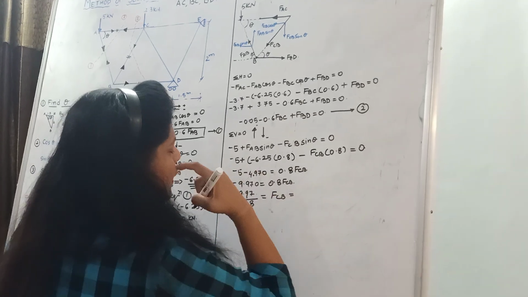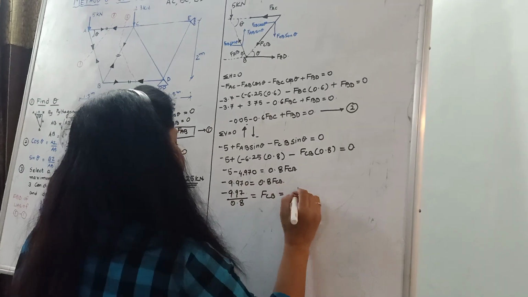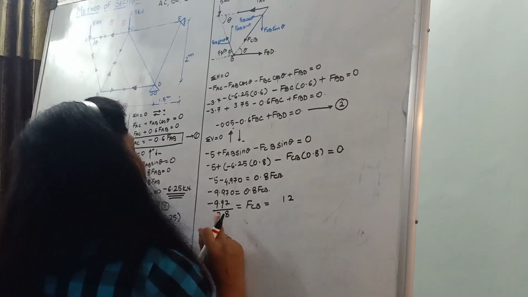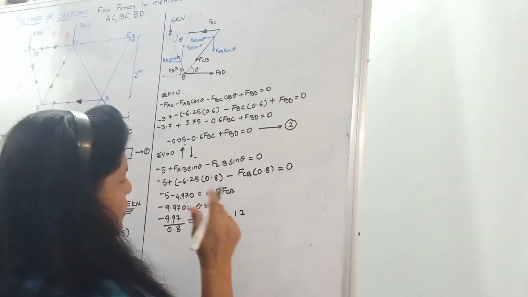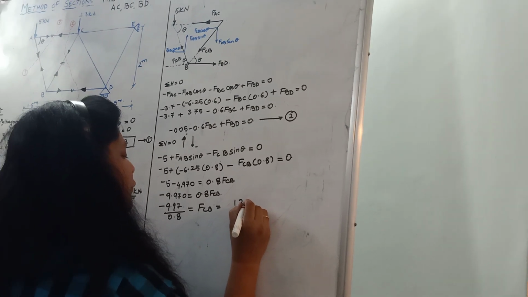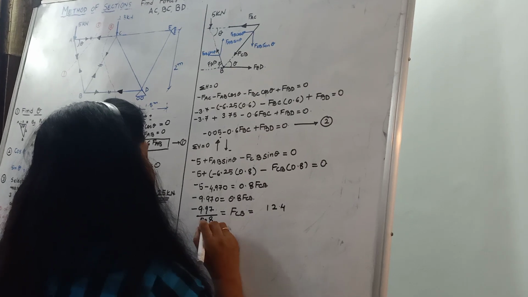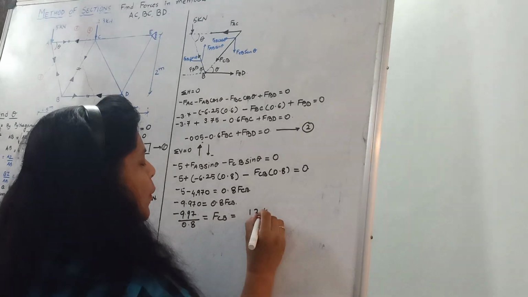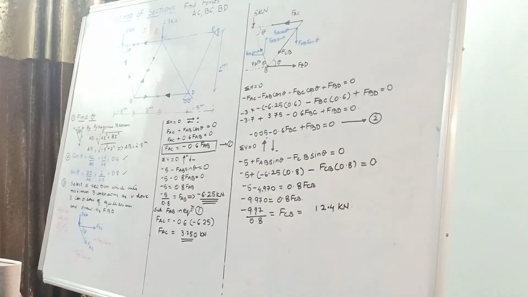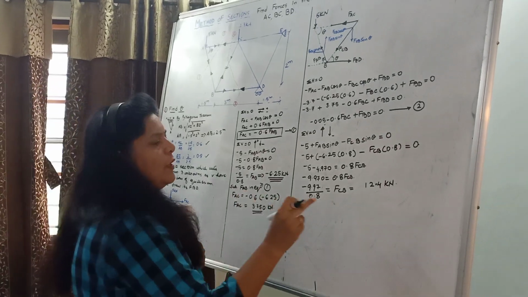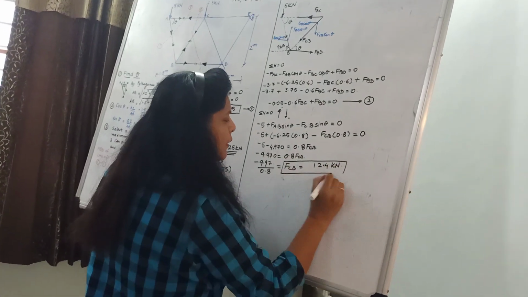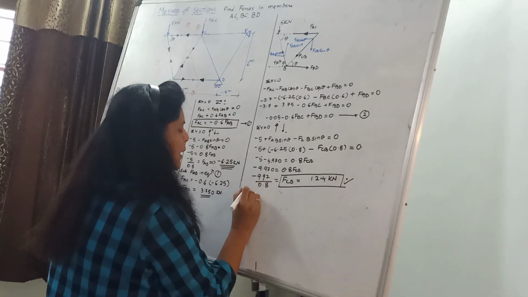How much does it come? It comes around 8 ones are, then 8 twos are 16. Okay, so 3 and 7, so 8 fours are 32, so 4. Okay, so it comes around 12.4 kilonewtons. Okay, so we have calculated the value of FCB. Now we can substitute the value of FCB in our equation. So this we have calculated.